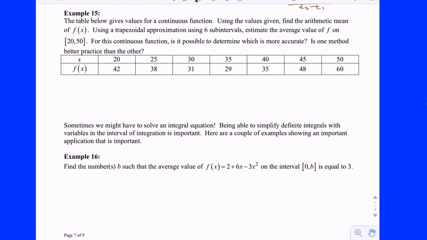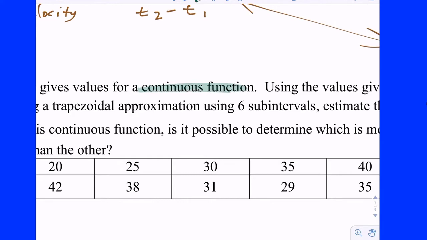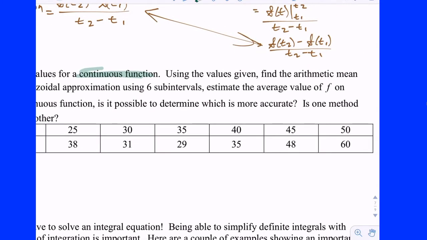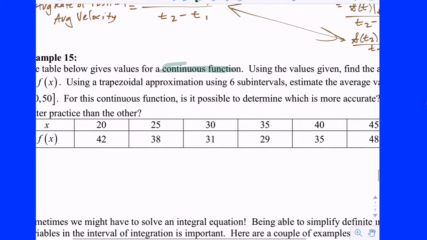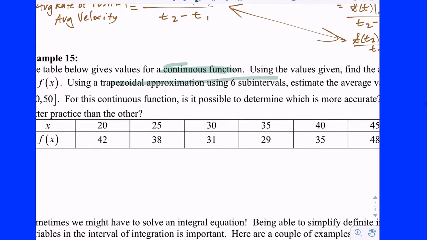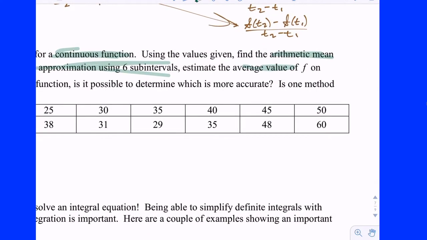Example 15. The table below gives values for a continuous function. Is our function continuous? Yep, says so. Does that mean it's also differentiable? Is every continuous function differentiable? No. Is every differentiable function continuous? Yeah, that's the way it works. Okay, so using the values given, find the arithmetic mean of f of x, and then use a trapezoidal approximation with 6 subintervals to estimate the average value.